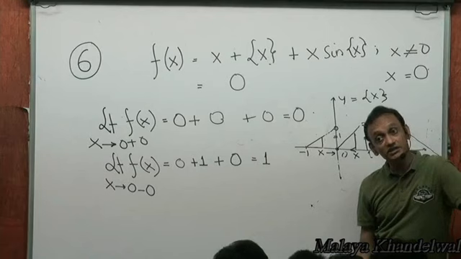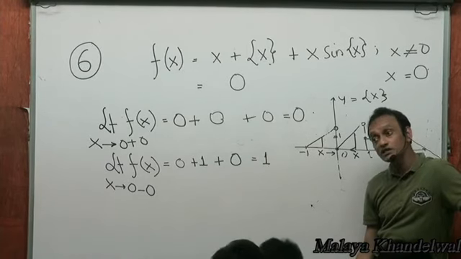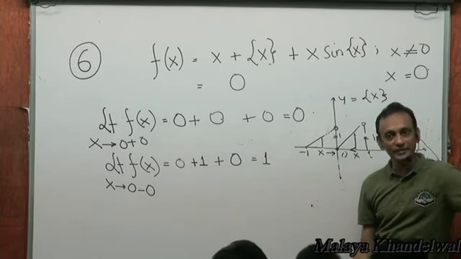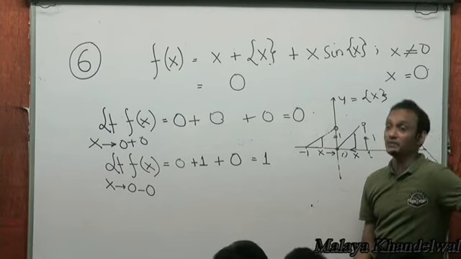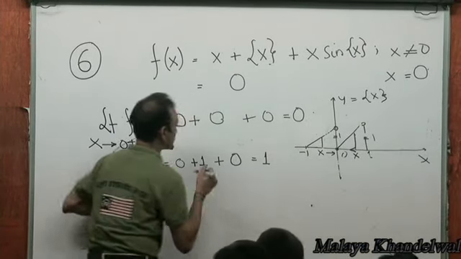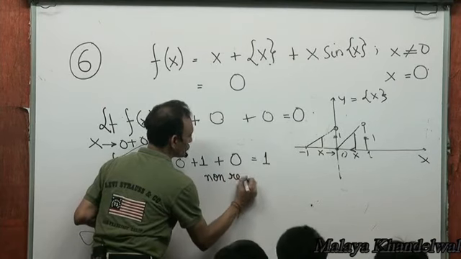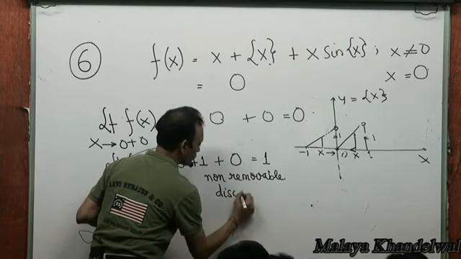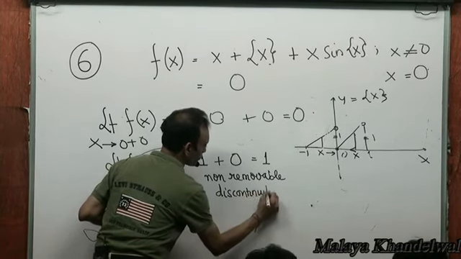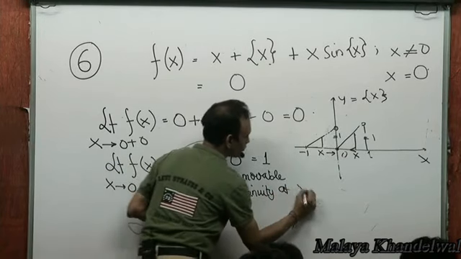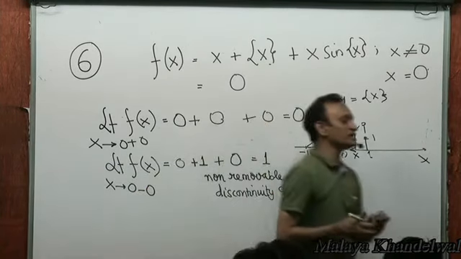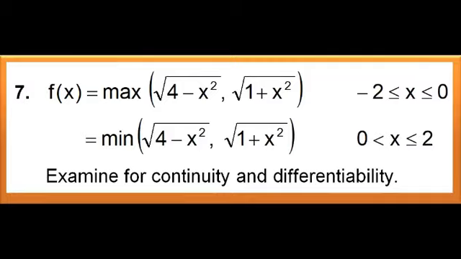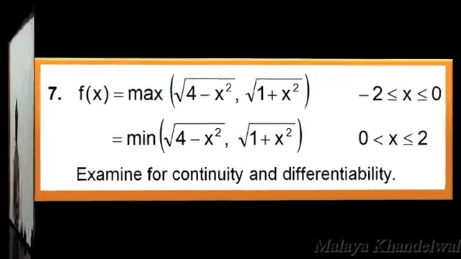So the left hand limit is not equal to the right hand limit at x equal to 0. Is it discontinuous? Yes. What's the nature of discontinuity? Non-removable discontinuity, because the left hand limit is not equal to the right hand limit. It possesses non-removable discontinuity at x equal to 0. Non-removable discontinuity at x equal to 0 is what it presents. Clear? Number 7.